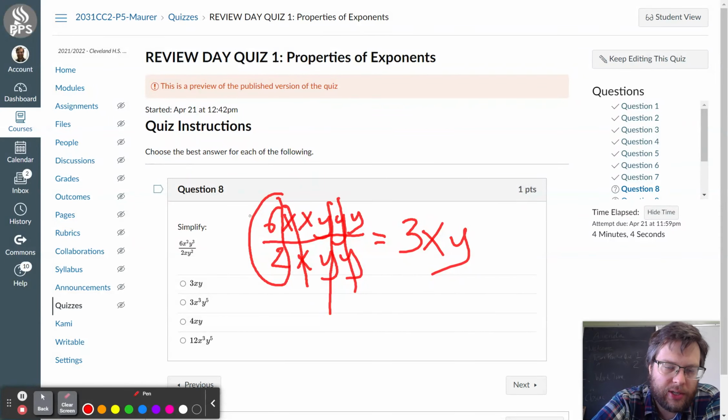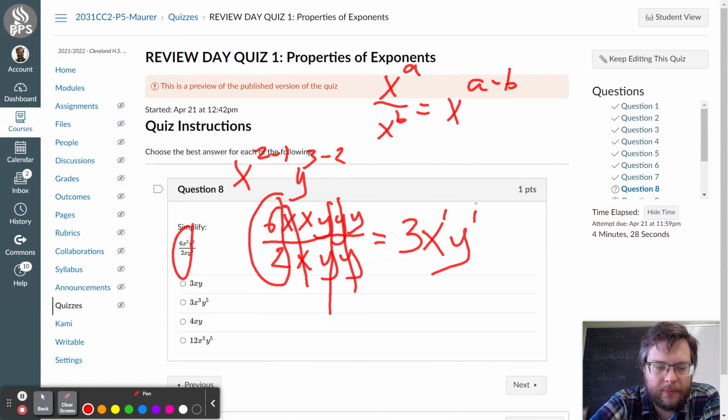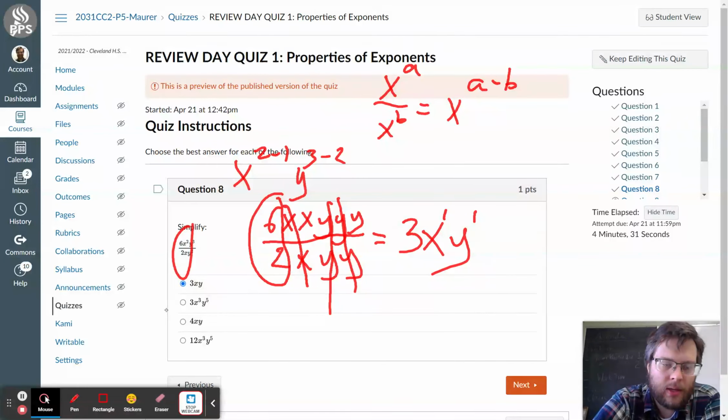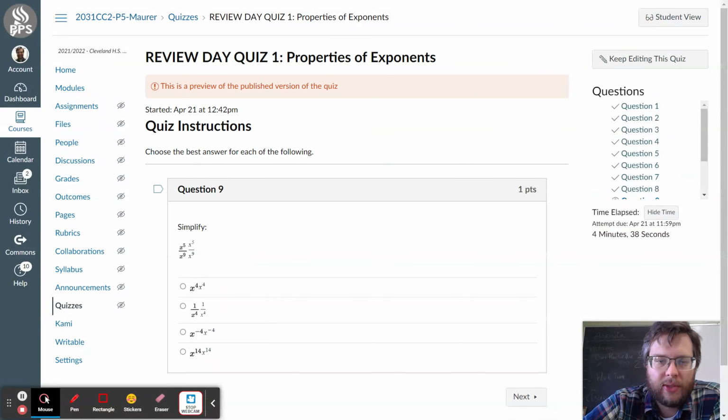Now the shortcut that I could have used here is the rule that x to the a divided by x to the b is x raised to the a minus b, top minus bottom. And so I could have looked at my x values and done x raised to the 2 minus 1, looked at my y values and done y raised to the 3 minus 2, getting the power of 1 like this on my answer. You're totally welcome to always just write it all out like I did, or use the shortcut. Either way is totally fine.